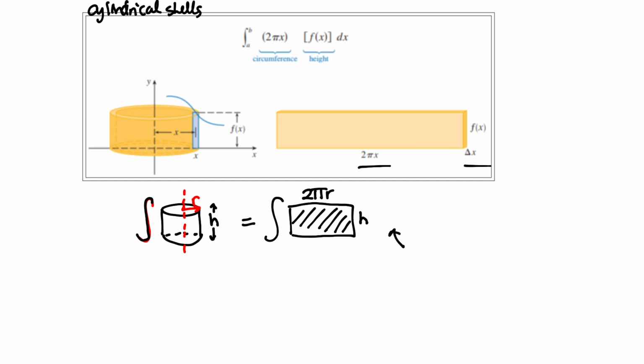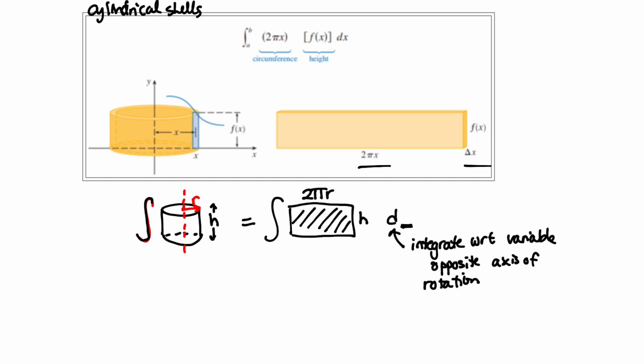I'm just going to put here, you always integrate with respect to the variable opposite the axis of rotation. If you're rotating around a y-axis, then you're going to integrate with respect to x. If you rotate around the x-axis, then you're going to be integrating with respect to y because you're cutting along that axis. All right, are you ready to do the problem then?